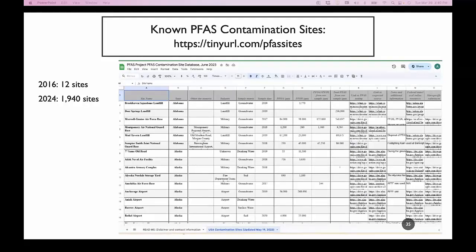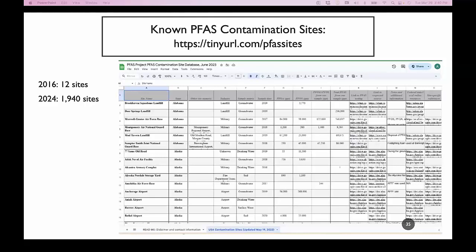This was generally before the large data release from the third round of the EPA's Unregulated Contaminant Monitoring Rule, or UCMR, which included several PFAS and gave us the first kind of hint at how widespread PFAS contamination was in drinking water around the country. Since then, as you can see from this slide, we have expanded the database into almost 2,000 sites.